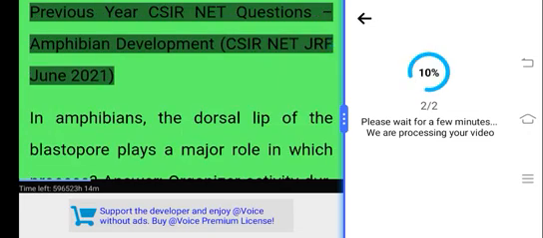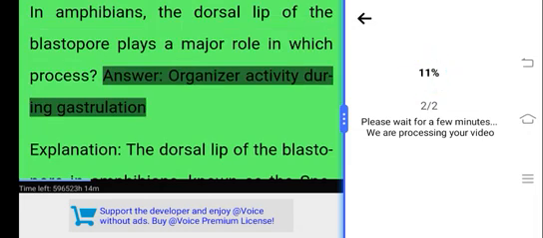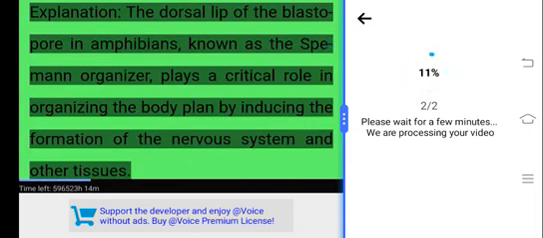Previous year CSIR-NET questions. Amphibian development. CSIR-NET JRF June 2021. In amphibians, the dorsal lip of the blastopore plays a major role in which process? Answer. Organizer activity during gastrulation. Explanation. The dorsal lip of the blastopore in amphibians, known as the sperm organizer, plays a critical role in organizing the body plan by inducing the formation of the nervous system and other tissues.